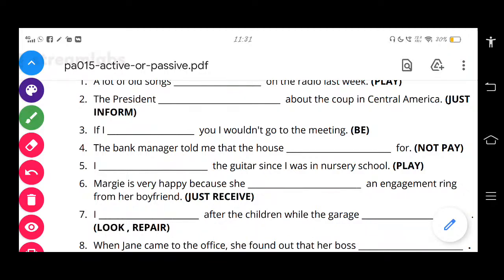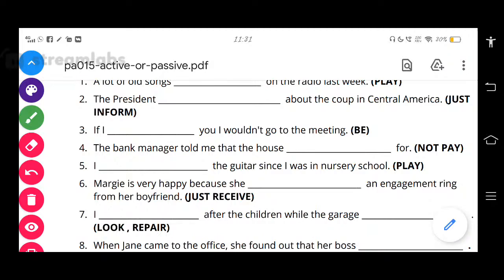Okay, how can we go? It was not paid, so the bank manager told that the house was not paid. Right, was not paid, is not paid, will not be paid. So you have to understand: in the objective place there is a noun clause, that the house is not paid for. The manager told the house was not paid for.